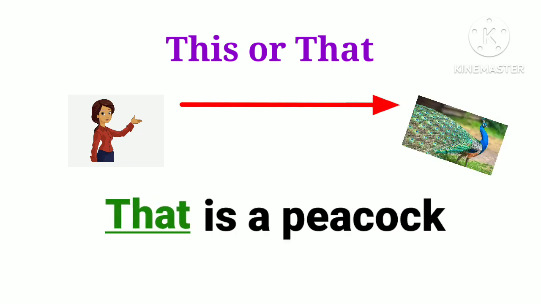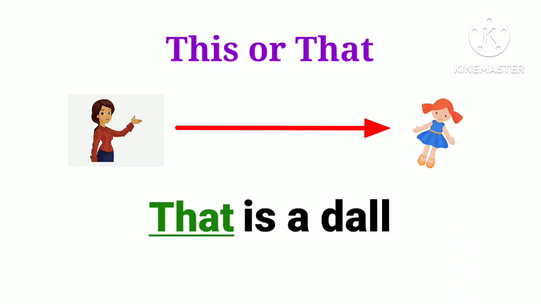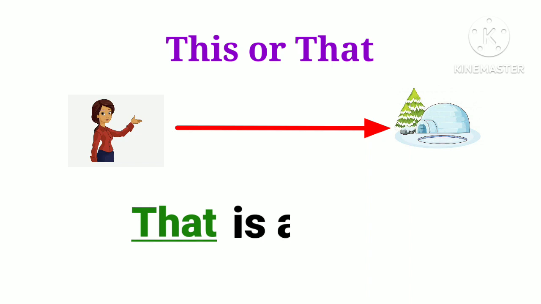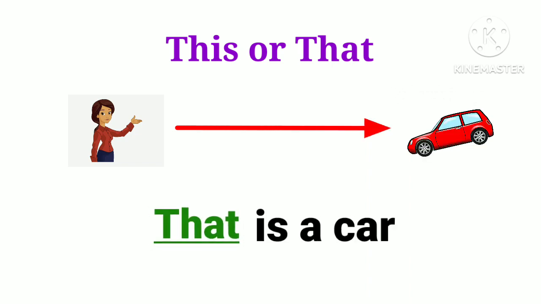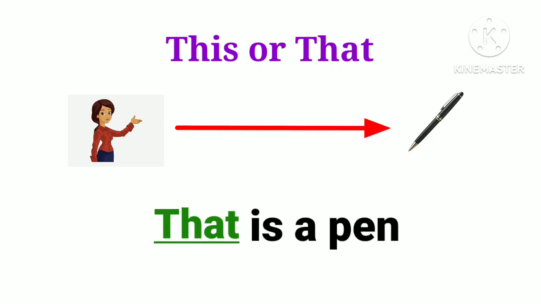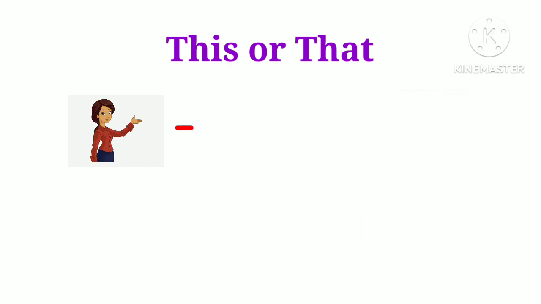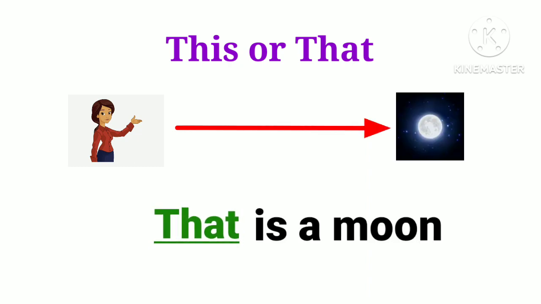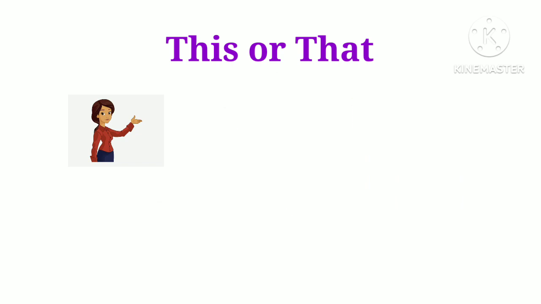That is a peacock. That is a doll. That is an igloo. That is a car. That is a pen. That is a cup. That is a moon. This is a table.